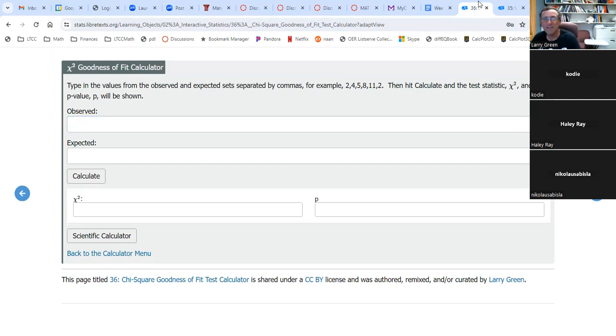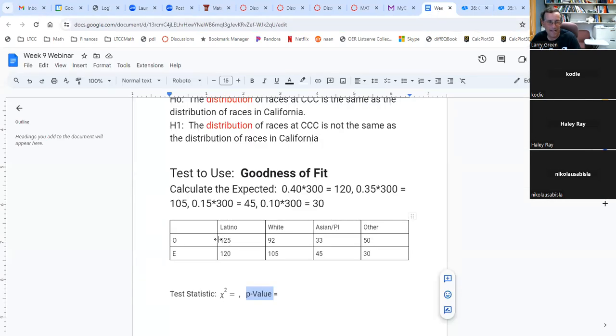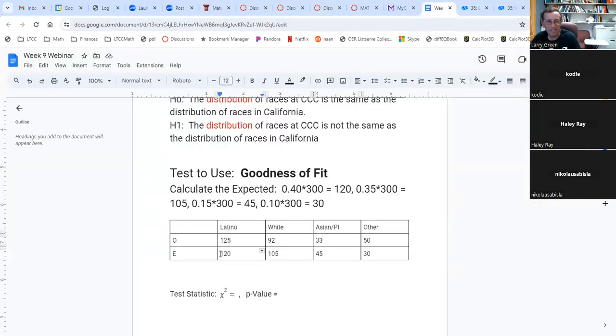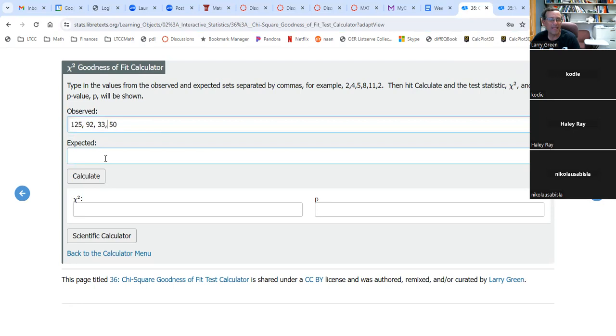And especially if it's given, because what I can do is literally copy the observed table, Control C, and then I can paste it and then put commas in between. That's a lot faster than having to type them individually. And then the expected, same thing. I'm going to separate them by commas. So I can copy the expected, and then I can paste them. Any questions? And then make commas in between. Don't forget the commas, by the way. Any questions at all?